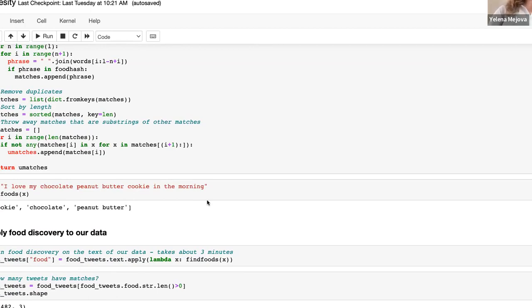Perhaps my dictionary doesn't have chocolate peanut butter cookie specifically, but at least it can say, aha, peanut butter, right? I'm not taking just peanut and butter. I have peanut butter, so I take the longest one. So you do the best you can here, find the best dictionary, do the best matching that you can.